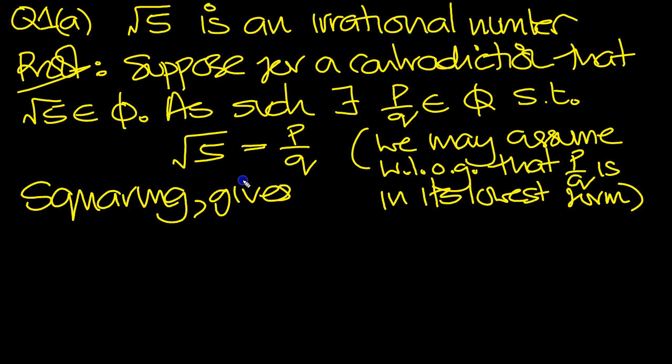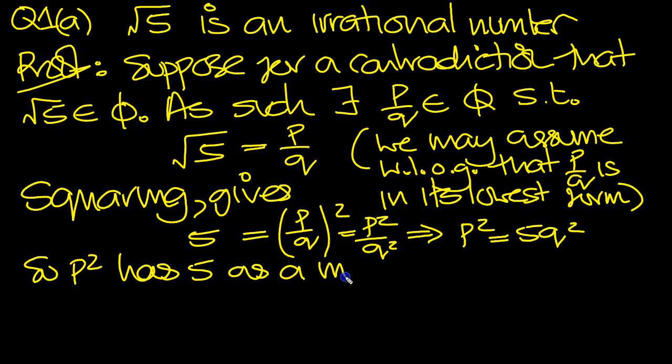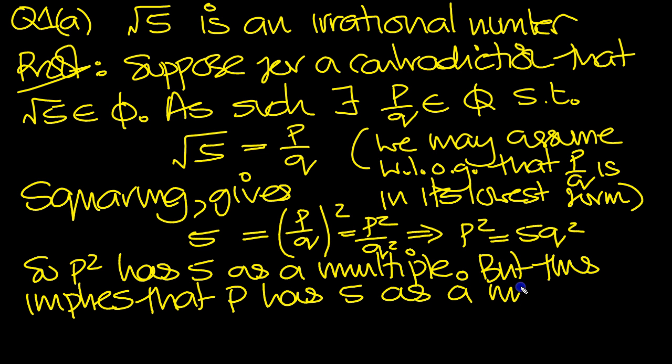Squaring then gives 5 equals p squared over q squared, and that implies that p squared is equal to 5q squared. Move the q squared up to be with the 5. So p squared has 5 as a multiple. But this implies that p has 5 as a multiple. And I'll put a little footnote because that assertion needs to be proved. So there's a footnote there.